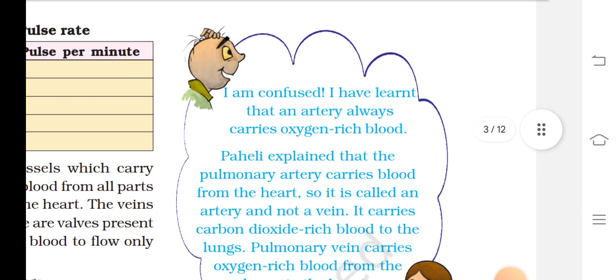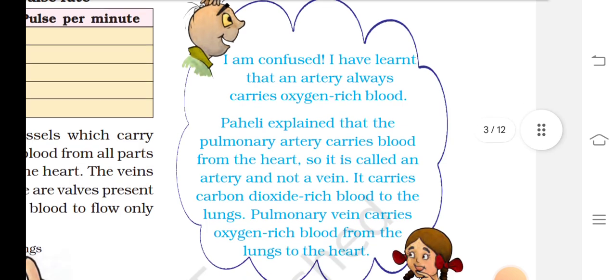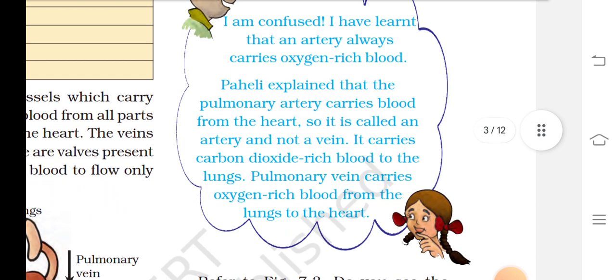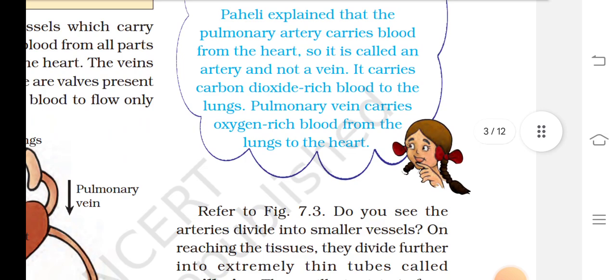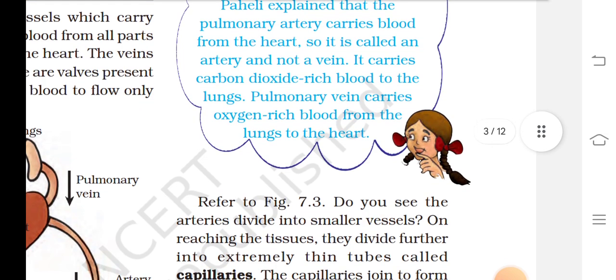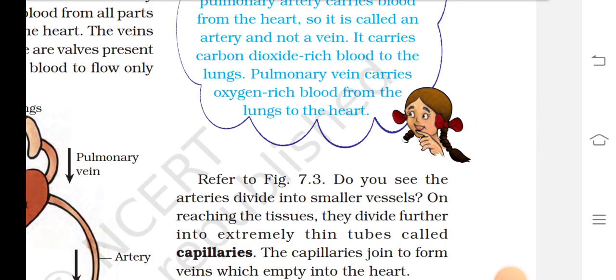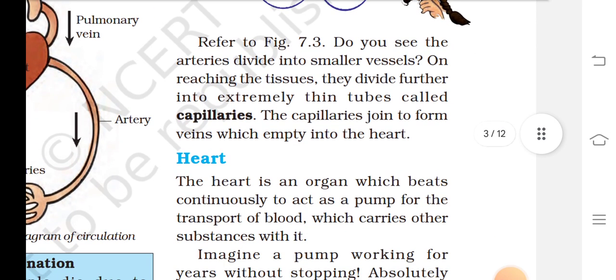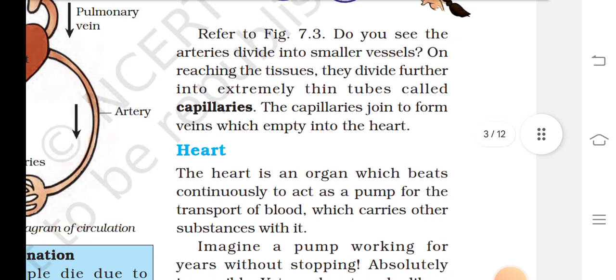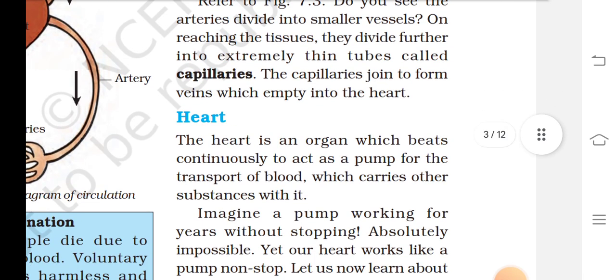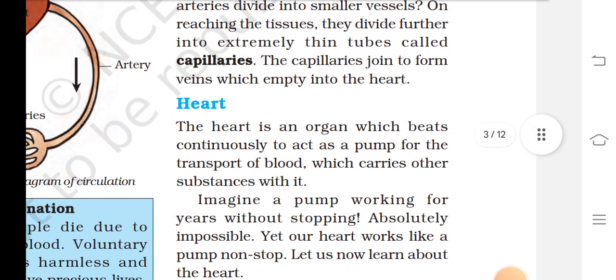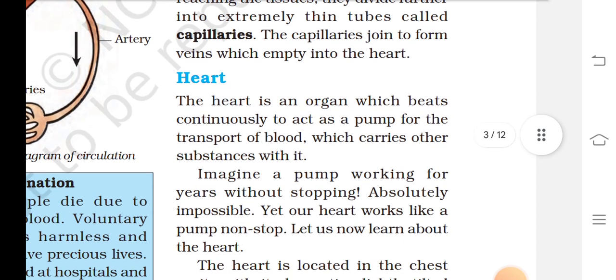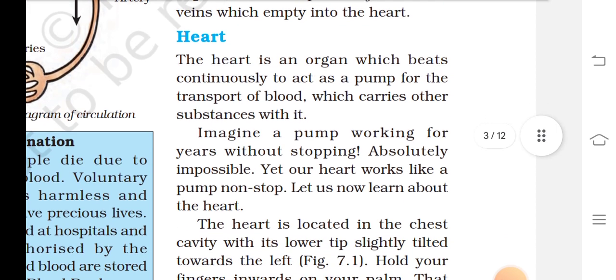I am confused. I have learned that arteries always carry oxygen-rich blood. Paheli explained that the pulmonary artery carries blood from the heart, so it is called an artery and not a vein. It carries carbon dioxide-rich blood to the lungs. The pulmonary vein carries oxygen-rich blood from the lungs to the heart. Refer to figure 7.2. Do you see the arteries divided into smaller vessels on reaching the tissue? They divide further into extremely thin tubes called capillaries. The capillaries join to form veins which empty into the heart.